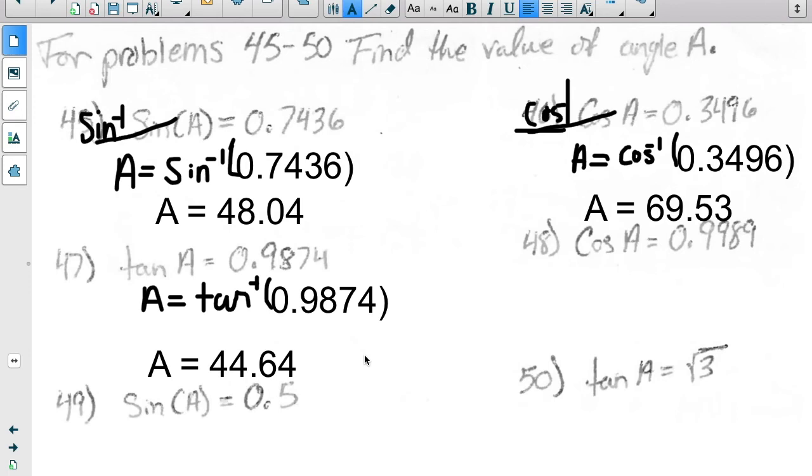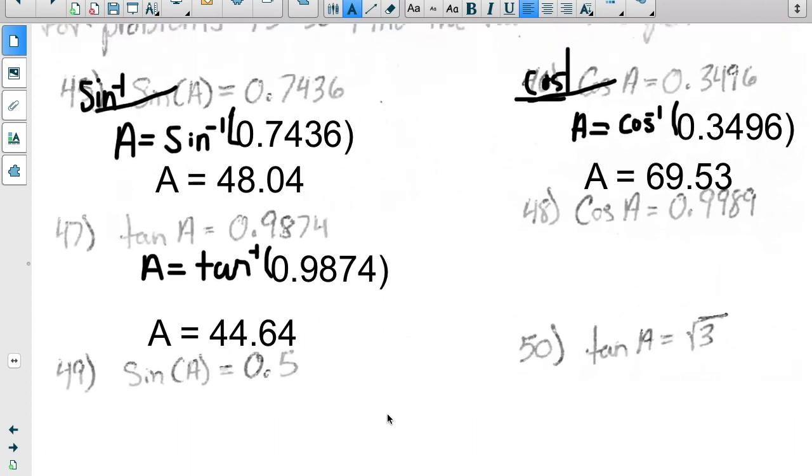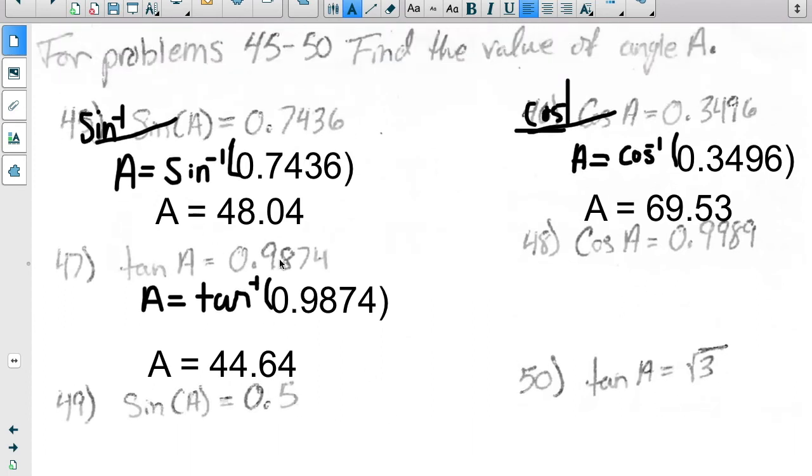Now, it doesn't really matter if we have whole numbers or decimals. We have, like number 50, the square root of 3. It would be the exact same thing. We would take tangent inverse of the square root of 3, and it would give us our answer, or 0.5, or any of these here. We just have to take the tangent inverse of both sides, so the tangent inverse of what it's equal to, and that will give us our angle, the angle that we're looking for.